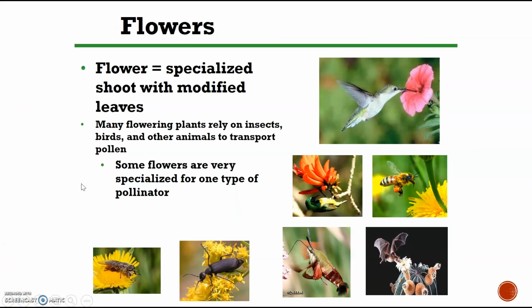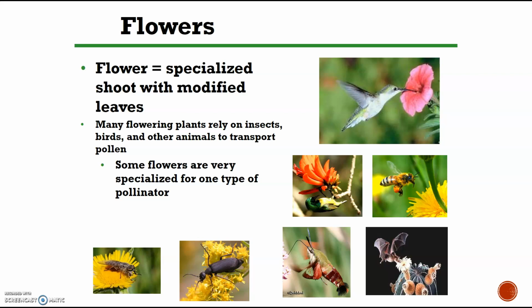Now we get to what makes the angiosperms special, the flower. So the flower is a specialized shoot that has modified leaves. We often call them petals. Many flowering plants rely on insects, birds, other animals to transport their pollen. There's still some air pollination that goes on among the angiosperms, but a lot of them use these secondary pollinators. The big thing that allows them to do is you can pollinate over long distances.